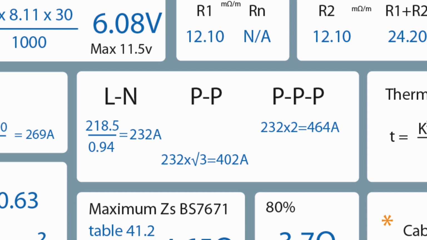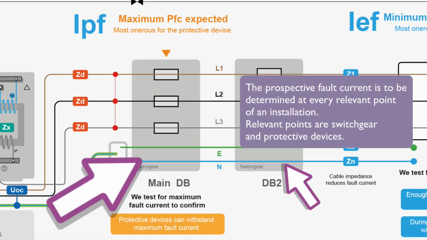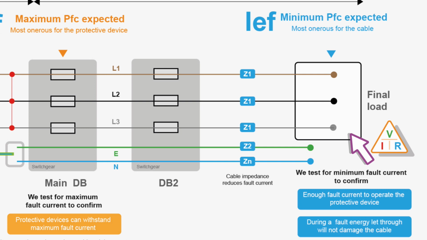We also need to know our maximum fault currents. Our maximum fault current at the supply. And once we confirm that our protected devices can withstand the energy that could flow in a fault, we don't have to confirm the maximum energy further down the line. We need to confirm the minimum amount of energy that will flow to operate a protected device.